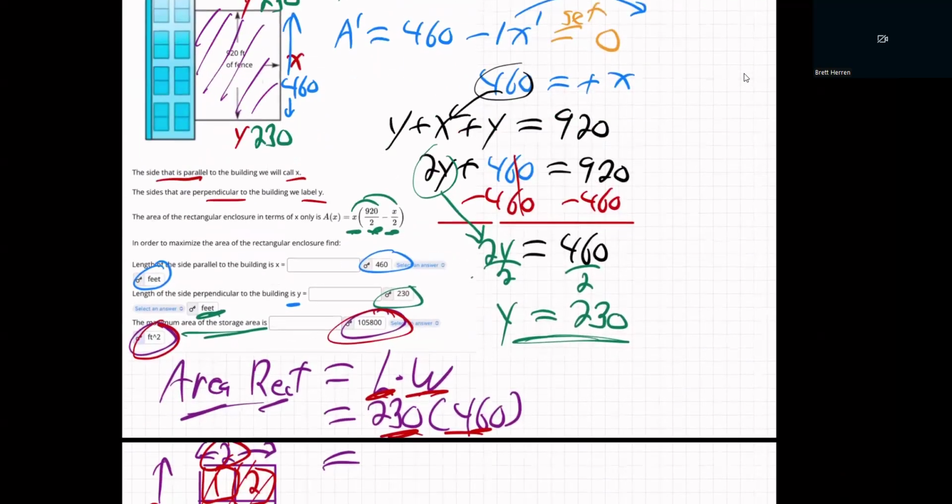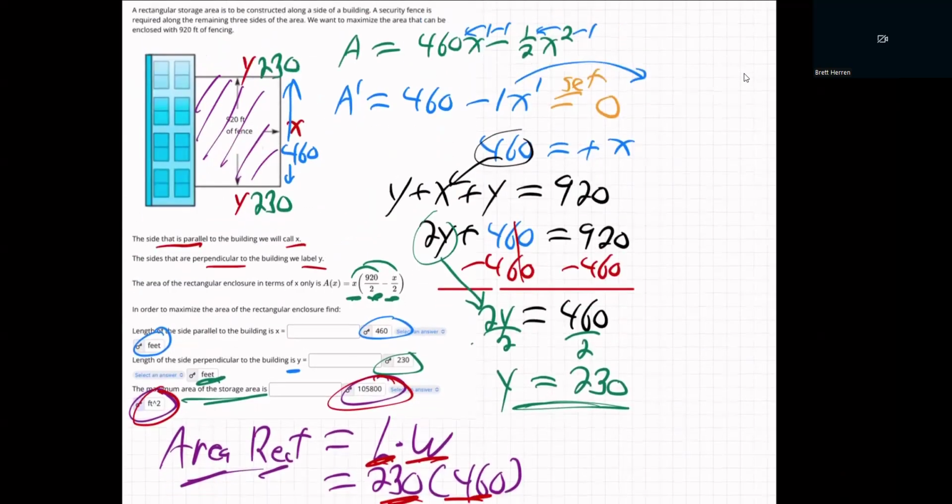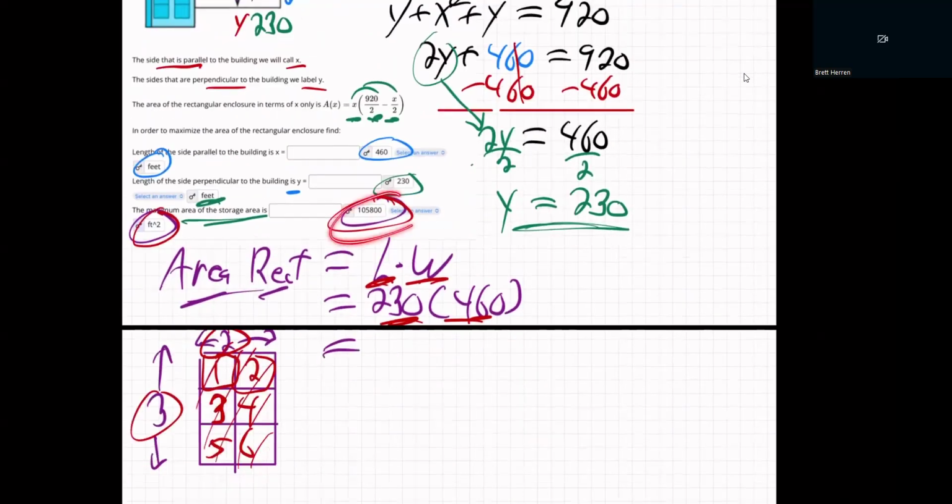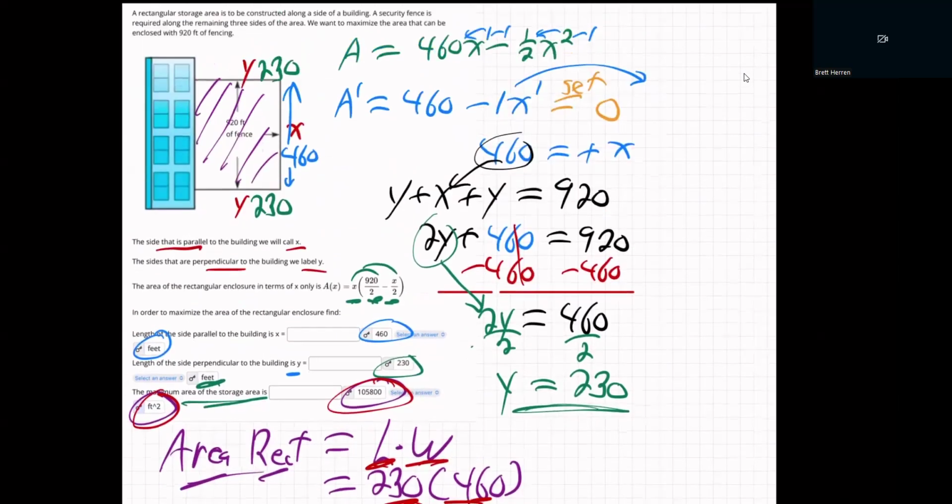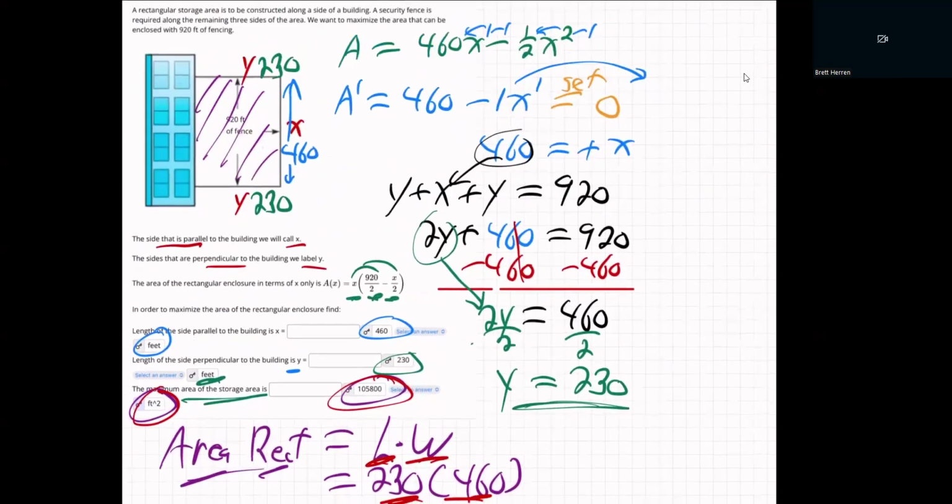So that's the dimensions. If you have a total of 920 feet of fencing, you should make the rectangle 230 by 460 by 230. That'll use all your 920 feet of fencing, and that'll produce the biggest area. It'll produce 105,800 square feet, the most possible. So it's very practical, if you're building something, to make it as big as possible using that amount of fencing. And so there we go.